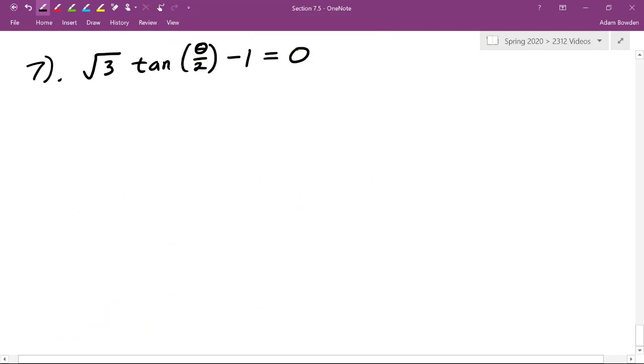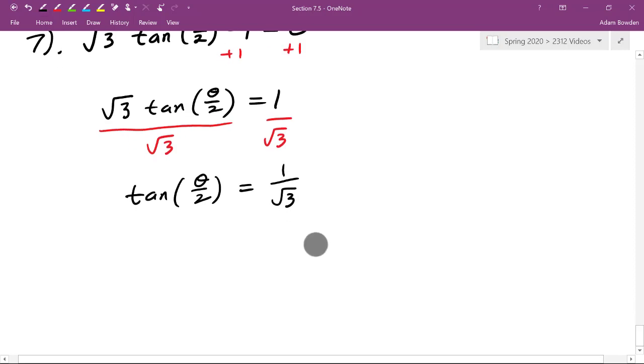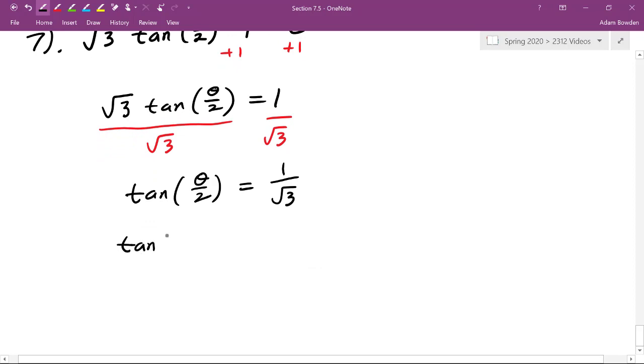Okay, and now we're going to look at square root 3 tangent theta over 2 minus 1 is equal to 0. Okay, the first thing we're going to do here is to isolate the tangent, so we're going to start by adding 1 over. And then we're going to divide both sides by the square root 3. So we're going to get tangent theta over 2 equals 1 over the square root of 3. But we do recognize that that would be rationalized as square root 3 over 3.